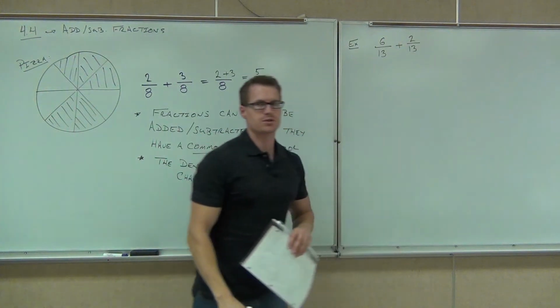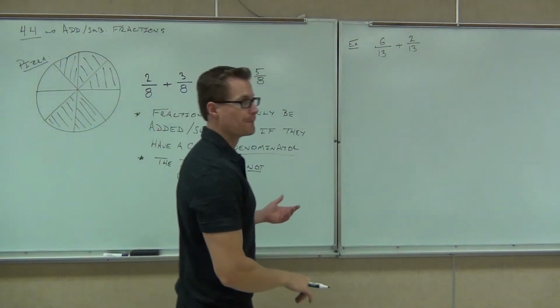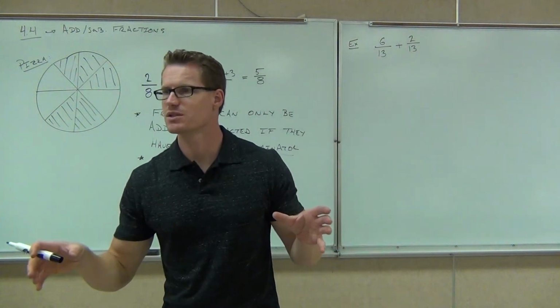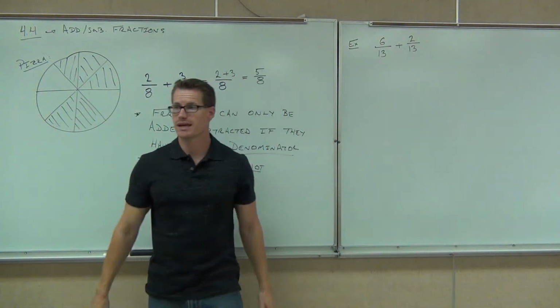6/13 plus 2/13. The first thing you need to check for is if you can add these fractions the way they are. The way you determine that is if you have a common denominator or not. Common means the same, denominator means the bottom part of a fraction. Do I have a common denominator?